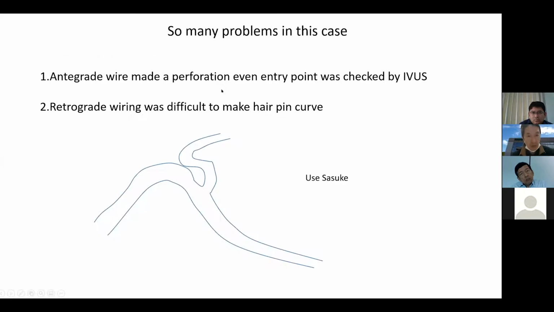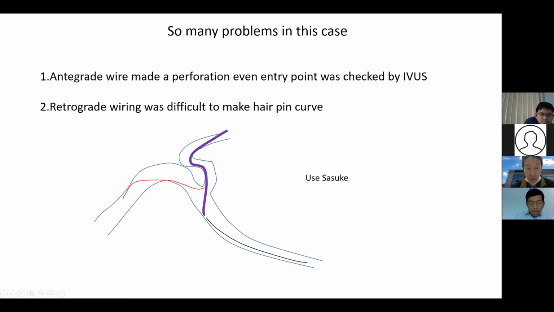So there were so many problems in this case. One, the antegrade wire made a perforation, even though the entry point was checked by IVUS. Retrograde wiring was difficult because of the hairpin curve. I think in this kind of situation, use the Sasuke and bring the second wire through here. So you can get better backup from here, rather than bringing down the wire, which is difficult.